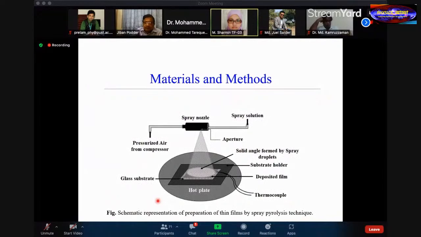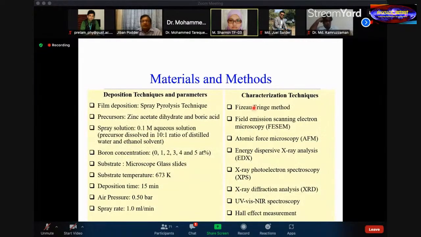And the films were characterized using the piezo-fringe method for thickness measurement, FESEM and AFM analysis for morphological and topographical analysis. The EDX and XPS were carried out for compositional analysis. For structural analysis, XRD was used, and optical properties were studied by UV-visible-NIR spectroscopy. And for electrical properties, the Hall effect measurements were done.